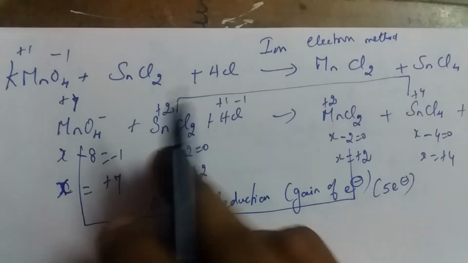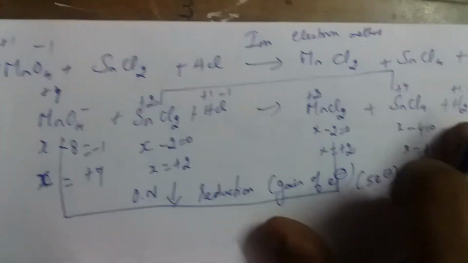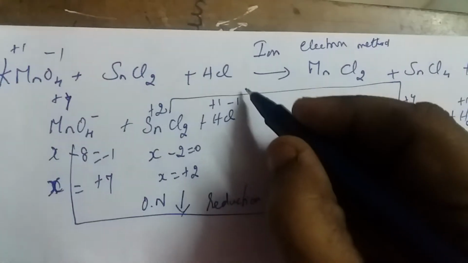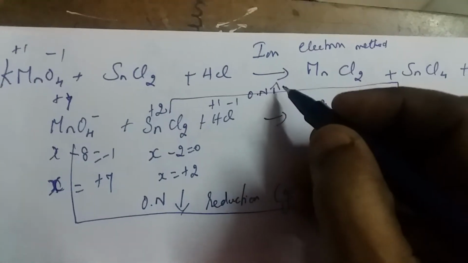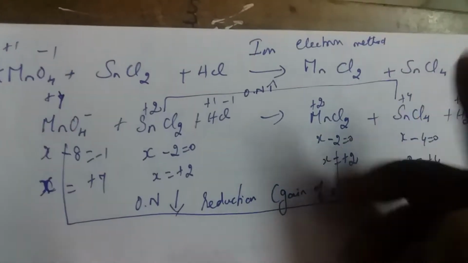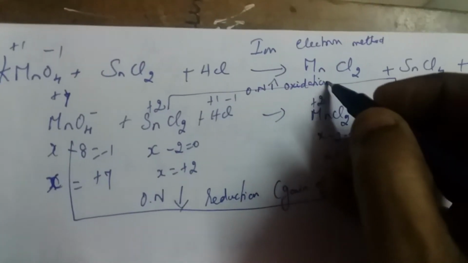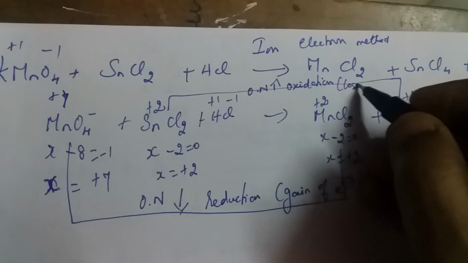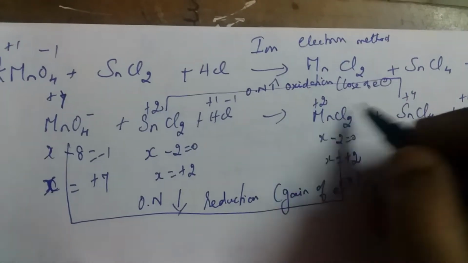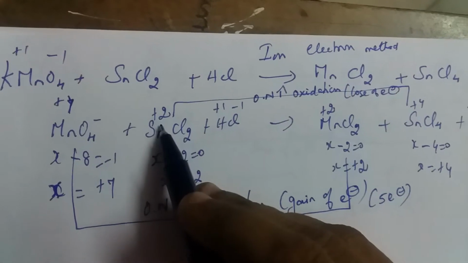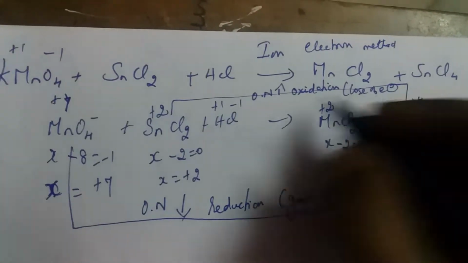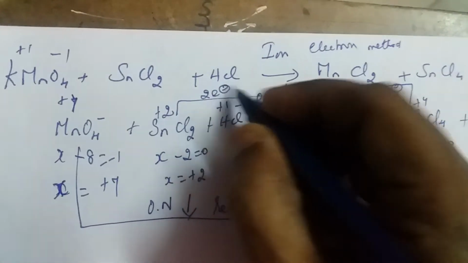Similarly we have to find for stannous. For stannous, tin is +2, here +4. Therefore the oxidation number increases, +2 to +4. Oxidation number increases means it undergoes oxidation. Oxidation means loss of electrons according to electronic theory. How many electrons does it lose? Here +2, here +4. The difference is 2 electrons. Therefore it loses 2 electrons.